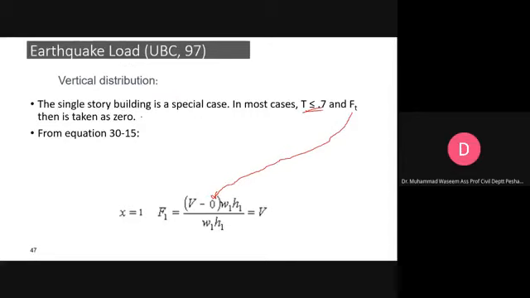For example, this is just a demonstration. You have a single story building, and the time period of that building is less than 0.7. So Ft value will go to 0. There is one story, so this will cancel out with this one. So the force that will act on a single story building will be equivalent to the base shear. This is F1 as well.